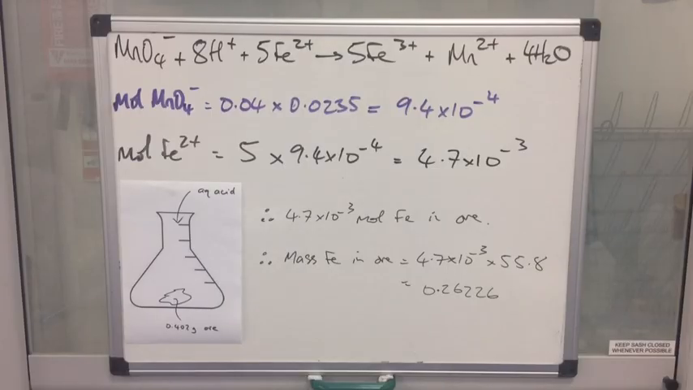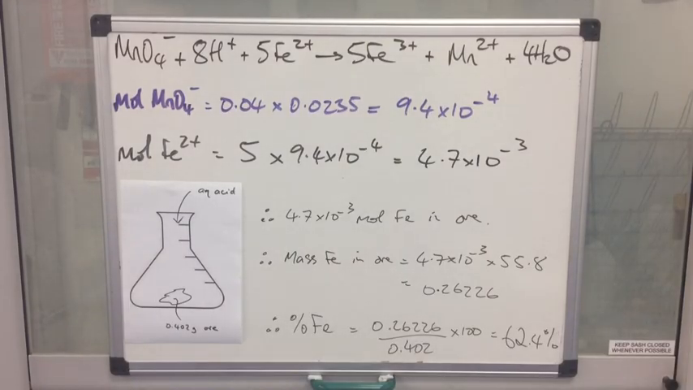And remember, the Fe2 plus came from the iron atoms in the ore, so that must mean that there's the same number of moles of iron in the ore, so 4.7 times 10 to the minus 3 again. We can convert that into grams, so the mass of iron in the ore is the moles times the MR, 55.8, which comes out at 0.26226. And finally, to turn it into a percentage, we take the mass of iron in the ore, divide that by the total mass of the ore, the 0.402, and multiply by 100. So to 3 significant figures, the answer is 62.4% by mass of iron in the ore.